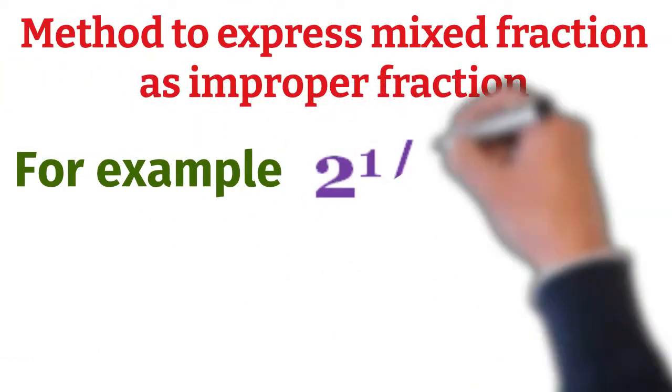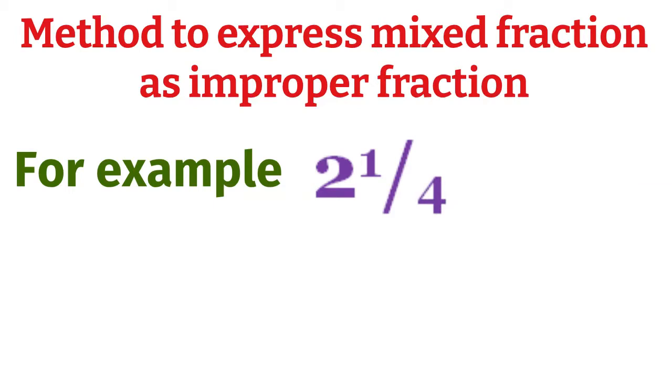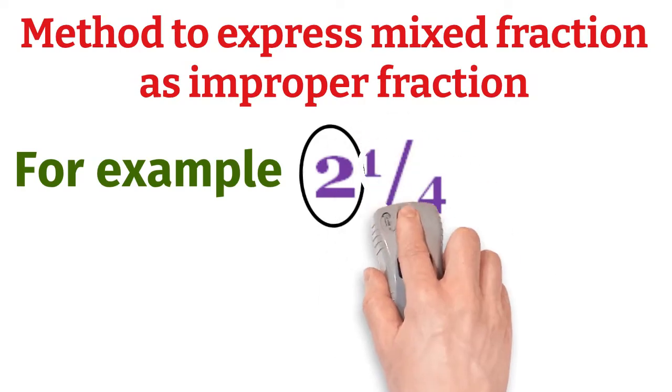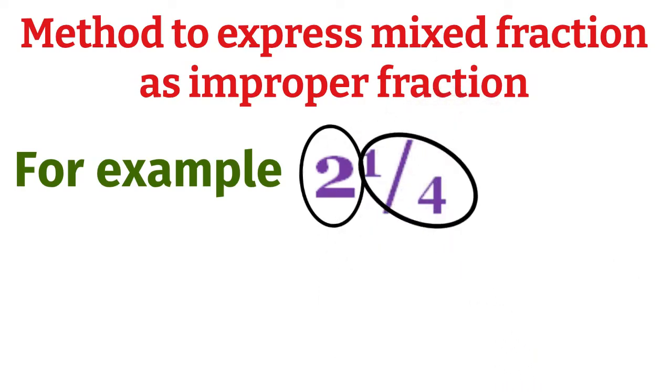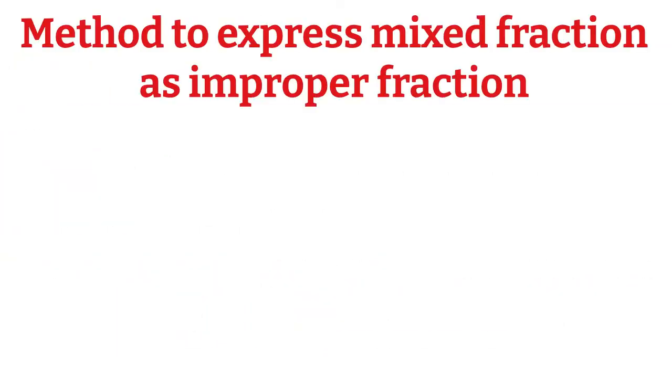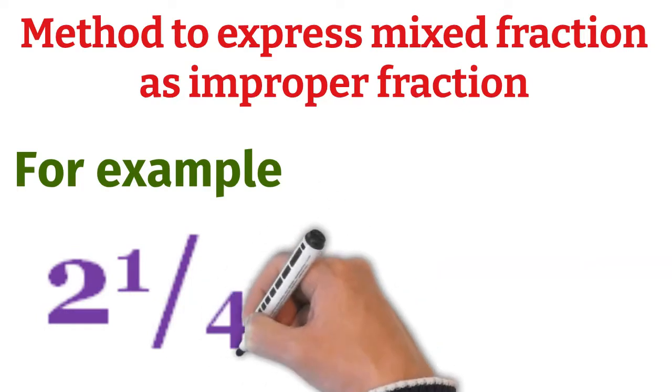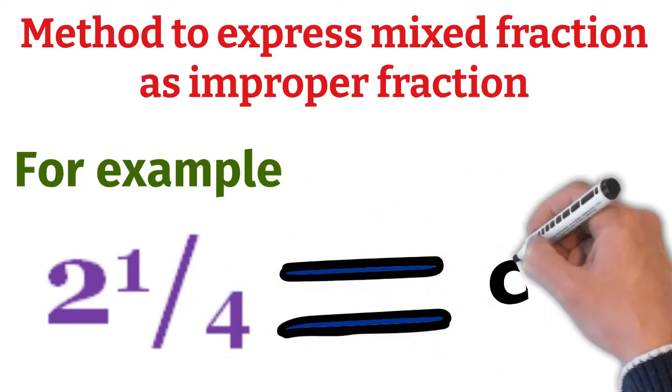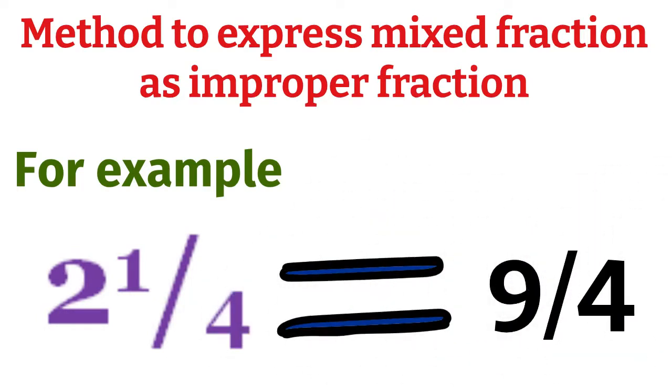For example, 2 whole 1 by 4 more is a mixed fraction. Now, adding the whole, that is 2, and the fractional part, that is 1 by 4, we get 2 plus 1 by 4. That is equal to 2 into 4 plus 1 divided by 4, equal to 8 plus 1 by 4, and the answer is 9 by 4. Thus, the mixed fraction 2 whole 1 by 4 can be expressed as improper fraction 9 by 4.